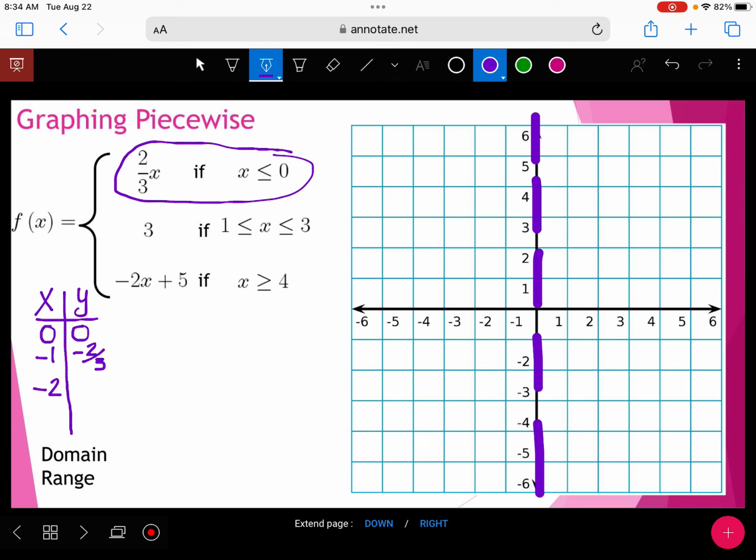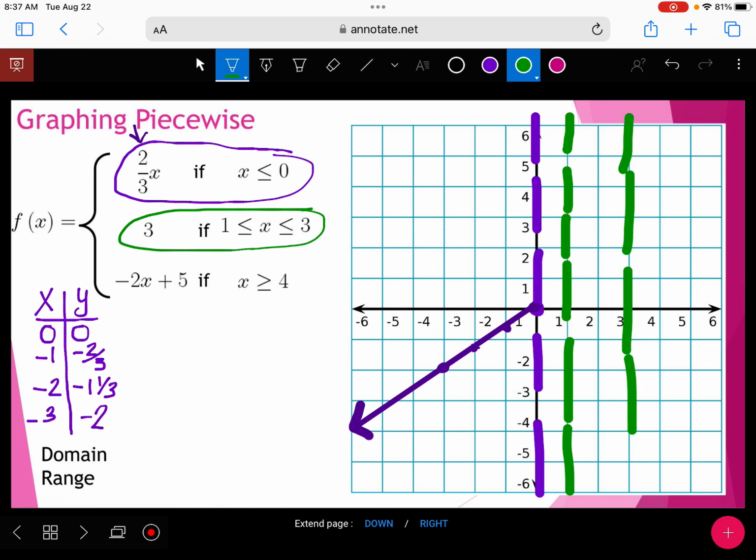My x has to be between 1 and 3. So what I'm going to do is say my green piece, my x has to be between 1 and 3. If the walls don't help, you don't draw them. My x is bigger than 1, so I put a wall at 1. My x is smaller than 3, so I put a wall at 3. This piece is just between these two green walls.